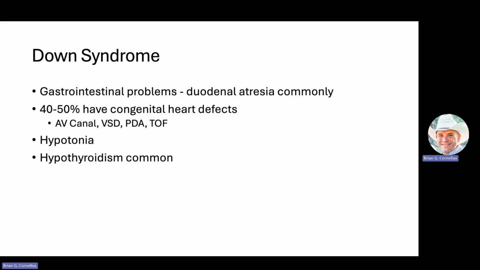Other things that are less common to see, or less easy to see externally: gastrointestinal problems, including duodenal atresia. About half these patients will have some sort of congenital heart defects, so be very cautious with that. And then on top of that, you tend to have poor tone as well as hypothyroidism. So those can be kind of conflicting structures that you may not be familiar with or recognize just looking externally.